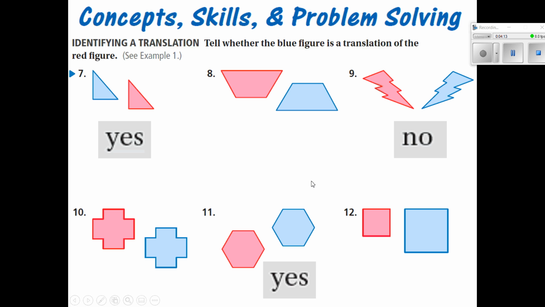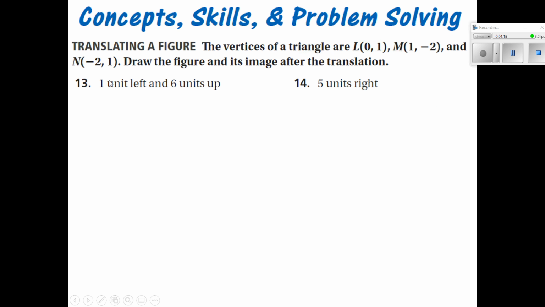All right, let's go to number 13. 13 says the vertices of a triangle are L, which is 0, 1, and M, which is 1 and negative 2, and then N, which is negative 2 and 1. So it says draw the figure and its image after translation. All right, so it says 1 unit to the left and 6 units up.